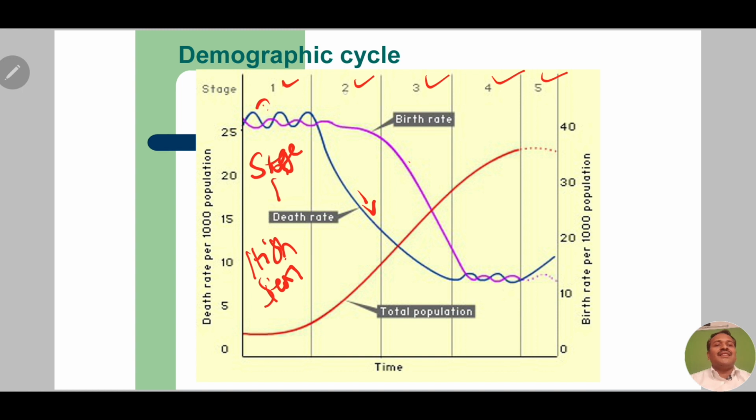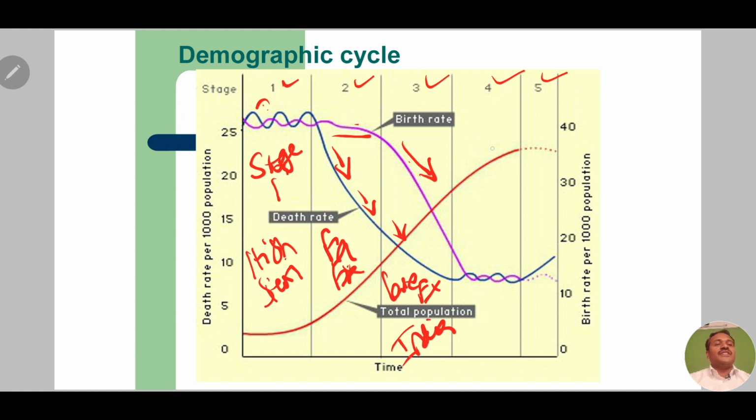Next, the second stage is called early expanding. See, here the death rate is starting to decline, but the birth rate is the same. So this is the early expanding phase. And then the third stage, this is late expanding. Here the birth rate is also starting to decline, and the death rate is also declining. So this is late expanding. India is in this phase, that is, in the third phase, the late expanding phase.